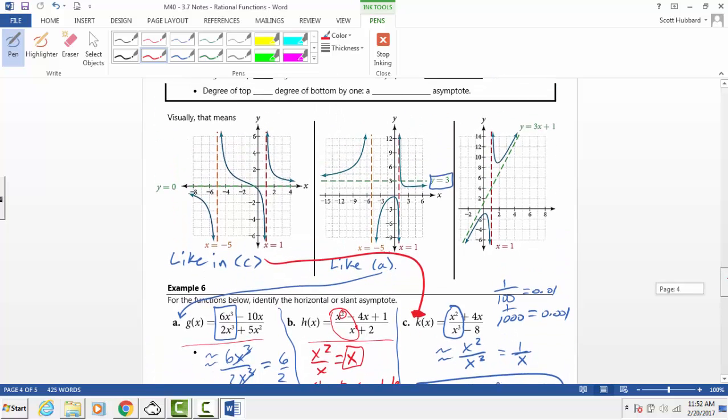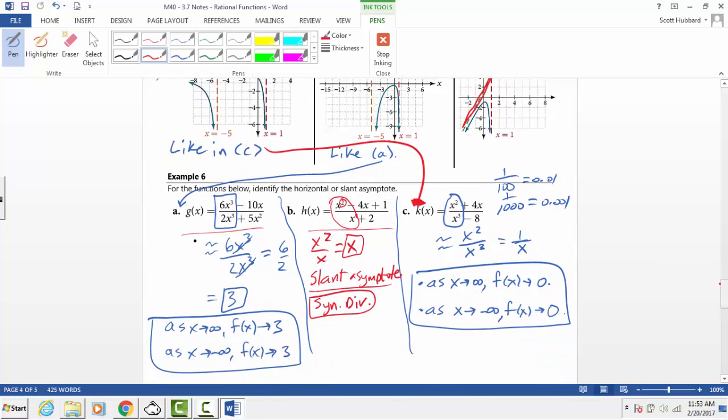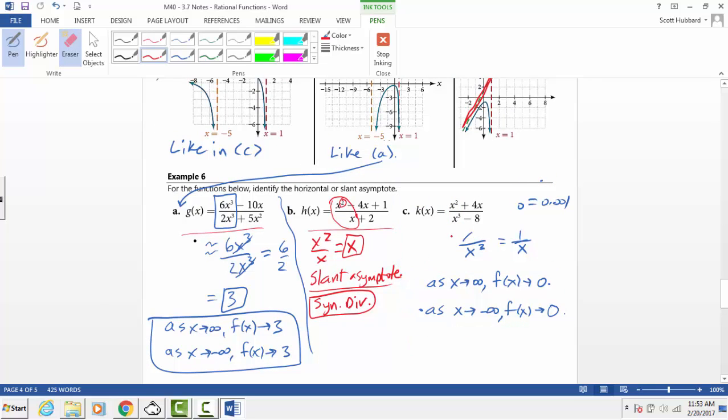A slant asymptote looks like this, where we have a graph. The graph ends up shooting off like this, and we have this really cool slant asymptote where the graph is never going to cross that slant line. And the way you find the slant asymptote is that you just find it by doing synthetic division, which I'll do right here. Let me erase all this stuff. And that's how you find that last little piece.